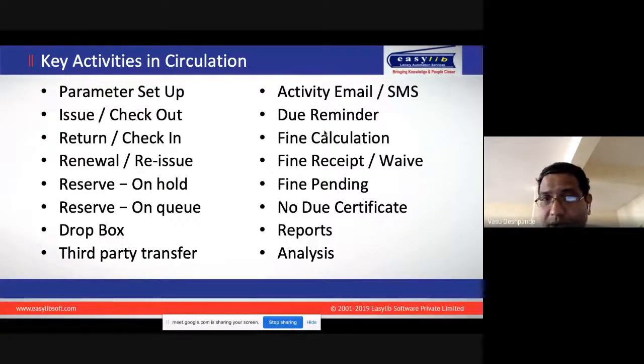When the students pay the fine, you want to issue a fine receipt. Then there is a waiver, because for some reason you may want to waive 30%. You can waive it and then give the reason. Then you can keep the fine pending. Sometimes it's required: you just want to keep the fine pending so that the student can at least return the book. Then you have the activity of issuing a no-dues certificate, tracking who it has been issued to, and how many books are with students who have already left the college, all those things. Then the next two key activities are reports and analysis.